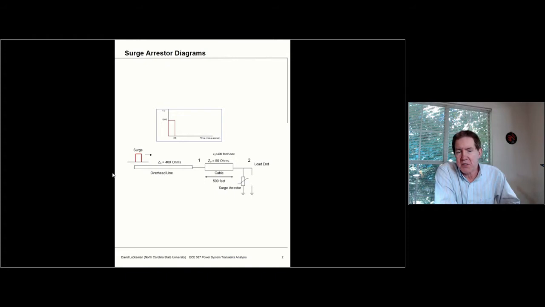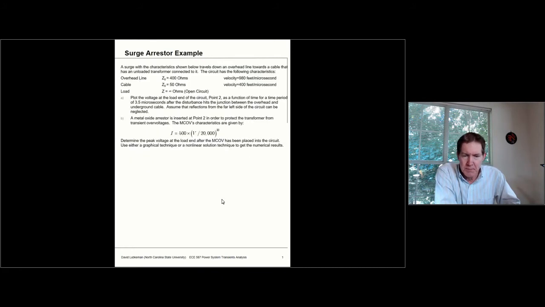A piece of this is going to get refracted into the cable, and this cable has a length of 500 feet. What I'm trying to figure out in this case is what I am going to see at the far end when I put the surge arrestor in. Let's suppose the surge is just a 1000 kV square pulse with a duration of 2 microseconds. I've got the surge impedance shown here. These are actually going down the phase conductors. The velocity of propagation on the cable is 400 feet per microsecond.